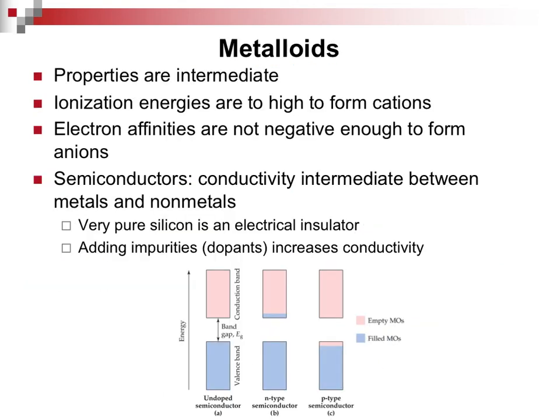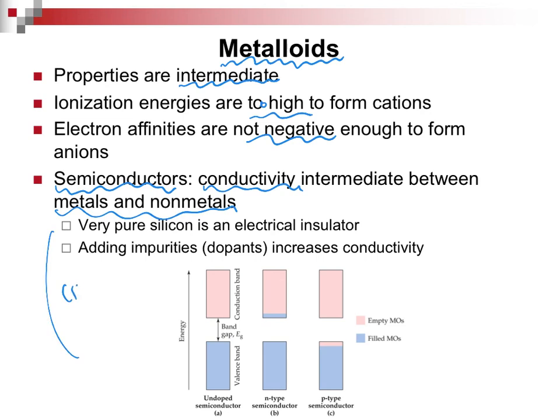On my last slide, I have the metalloids. That's that step chair. Their properties are intermediate. Their ionization energies are too high to form cations. Their electron affinities are not negative enough to form anions. So they're someplace in the middle. And many of them are called semiconductors because they have conductivity in between metals and nonmetals.